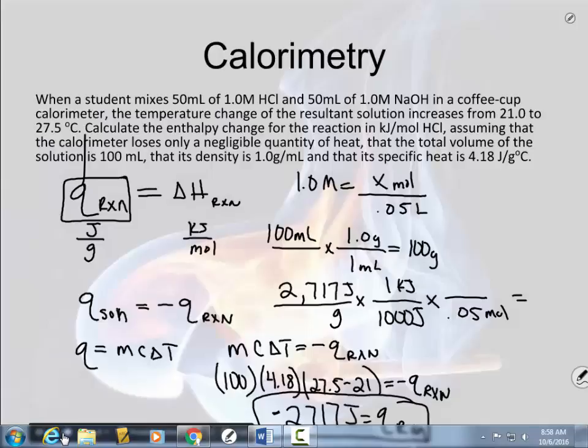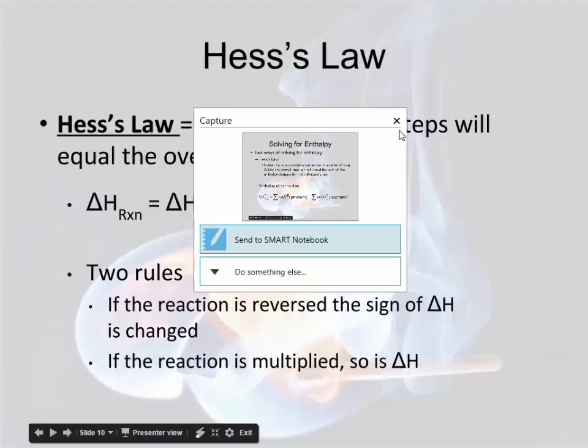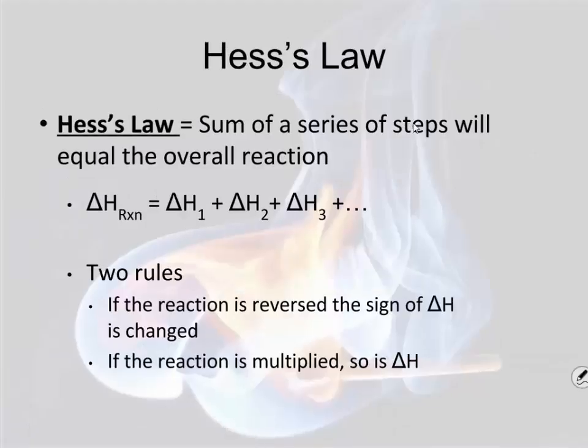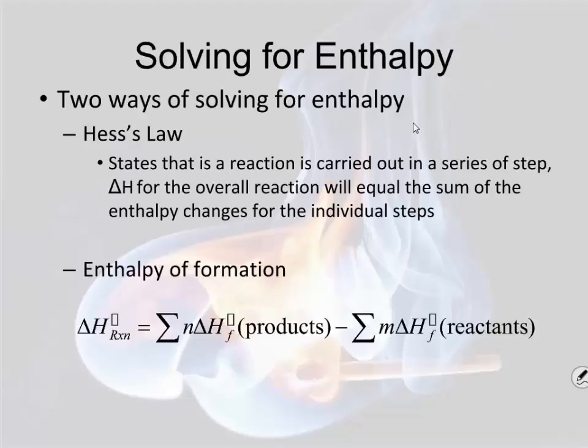So we're going to take 2,717 divided by 1,000 divided by 0.05. And we get an answer of 54.3 kilojoules per mole for our final answer. So let's move into talking about Hess's law, or rather, another way we can find our delta H for a reaction.